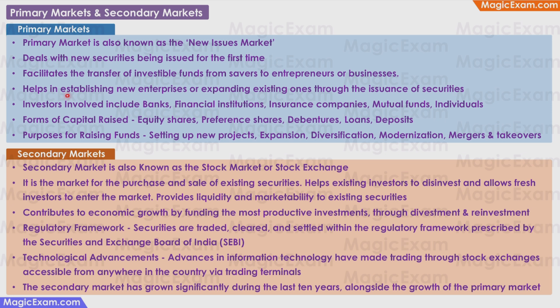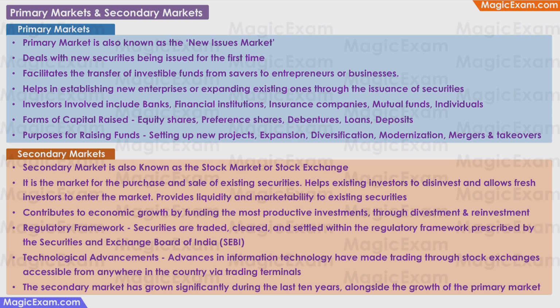Primary markets help in establishing new enterprises or expanding existing ones through the issuance of securities, because they make money available to the businesses or to the entrepreneurs to set up new enterprises or expanding existing ones. The investors involved in the primary markets include banks, financial institutions, insurance companies, mutual funds, and individuals, that is the general public. The forms of capital raised in the primary market are equity shares, preference shares, debentures, loans, and deposits.